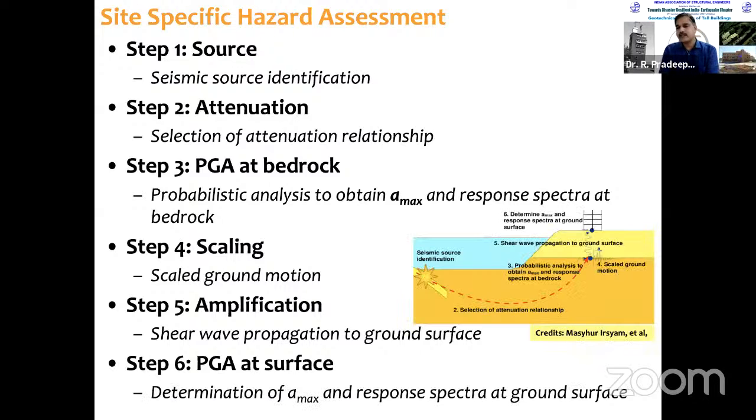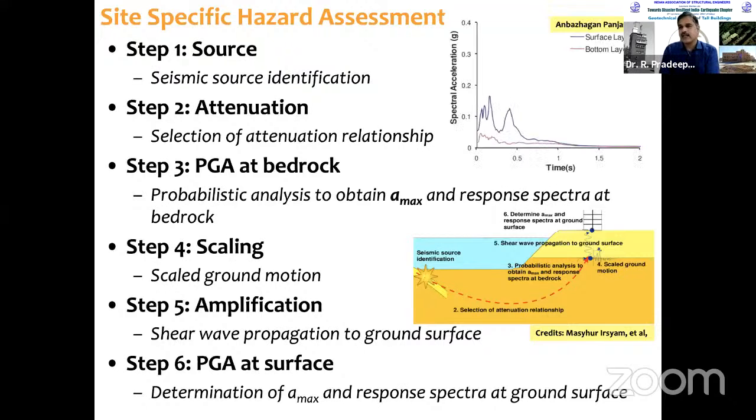So in summary, this picture is given. In this picture, we can clearly see the summary of that. And then finally, we get PGA at the bedrock level and PGA at the ground level. That one should be used as a lateral load for finding out the induced earthquake force on that building, on a tall building.